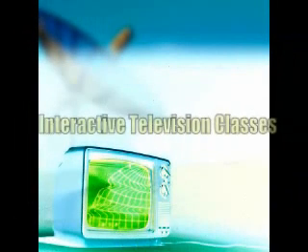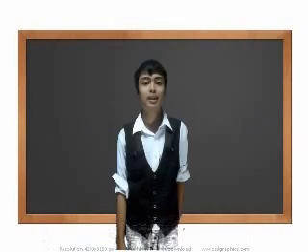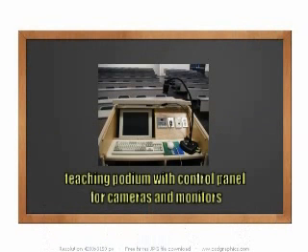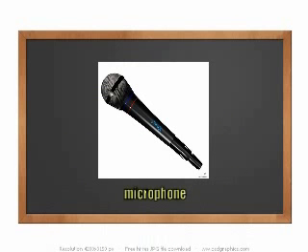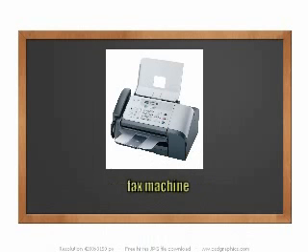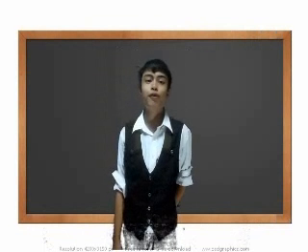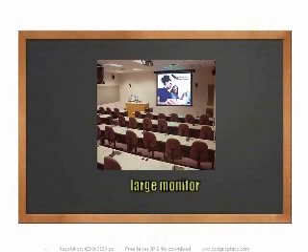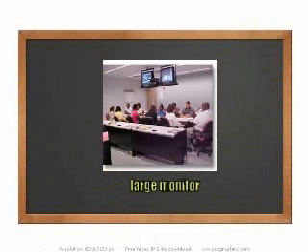To start, interactive television classes. A typical interactive television or ITV classroom contains a teaching podium with a control panel for the cameras and monitors, a microphone for the teacher, a computer hookup, a document camera, somewhat like an overhead projector, and a fax machine. Also, in front of the room is a large television monitor capable of showing several remote sites at one time or showing the teacher to the remote sites.